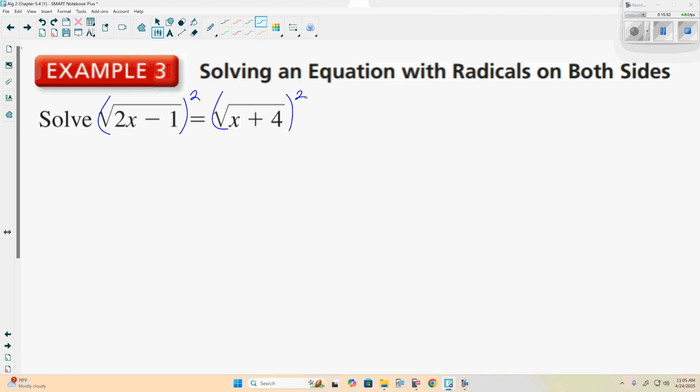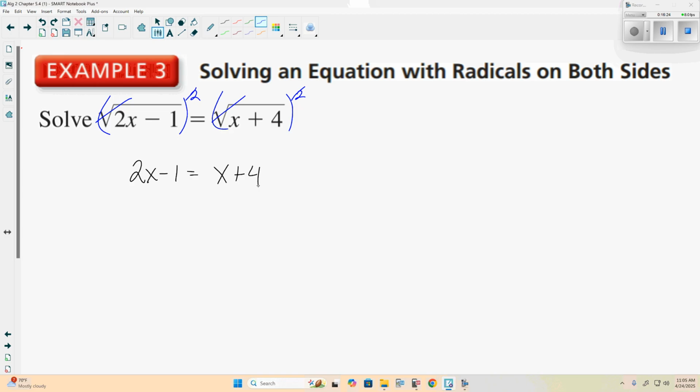Put both sides to the nth power. Now, for the most part, we're going to deal with them being the same power. If they're not the same power, it does get a little tricky, but it's not too bad, because it's going to be figuring out what power is going to make that radical go away. Here, squaring. So if we look at the left-hand side, we have the square root of 2x minus 1 squared. Well, the square root and square would cancel, leaving us with 2x minus 1. On the other side, the square root and square would cancel, leaving us with x plus 4.